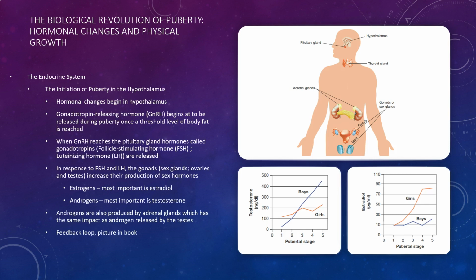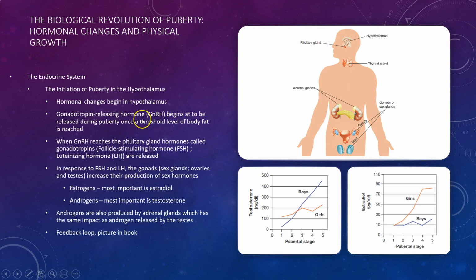So, what's happening? Puberty is really regulated by the endocrine system, and the initiation of puberty takes place in the hypothalamus here in the brain. And that's where the hormone changes begin. Gonadotropin releasing hormone begins to be released during puberty once a threshold of body fat is reached. So as individuals get older and they get a certain level of body fat, that pretty much starts this process, which is why individuals who are very, very thin may have a delay in beginning puberty.